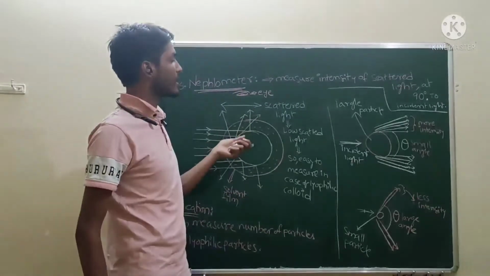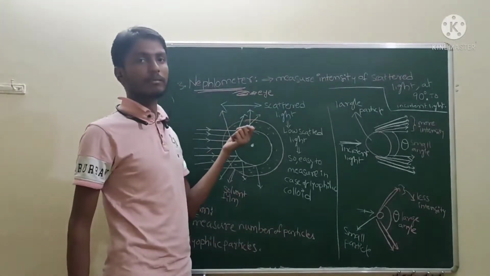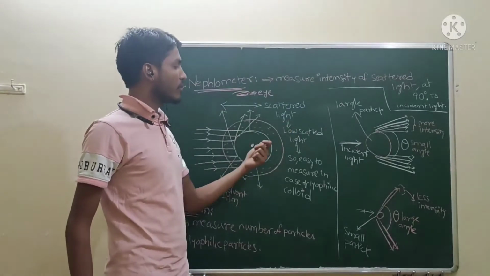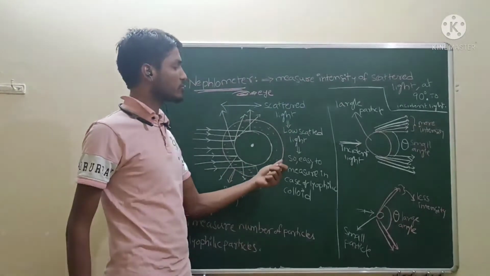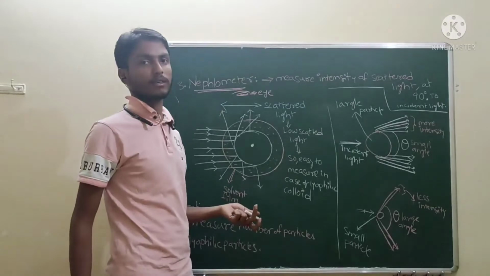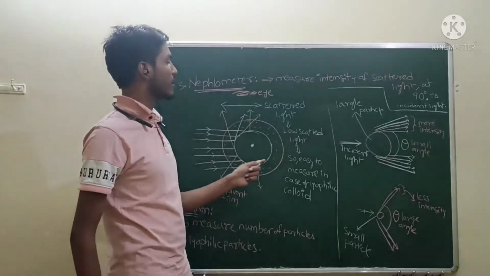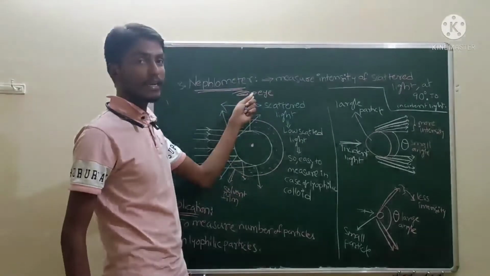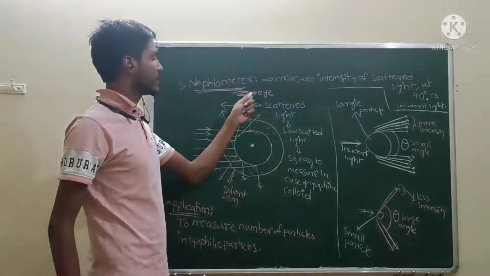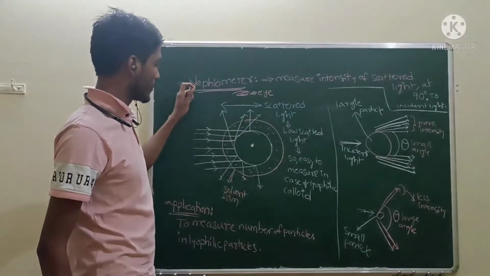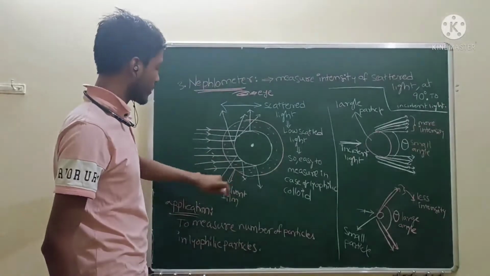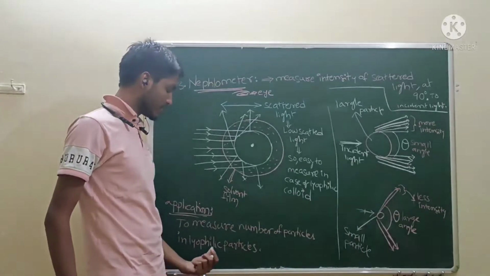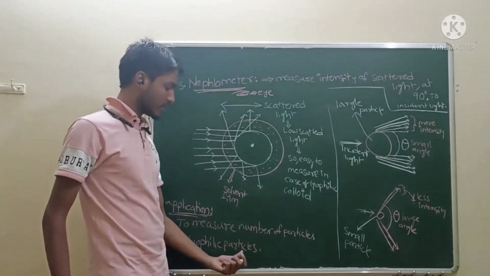Whenever the scattered light is a small amount, we can easily measure it. But a high amount of transmitted light is there, so it's very difficult to measure. That's why we are measuring the scattered light in the case of lyophilic particles at 90 degrees, in the case of the nephelometer. This is the solvent film. So the application is to measure the number of particles present in the lyophilic colloidal dispersion.